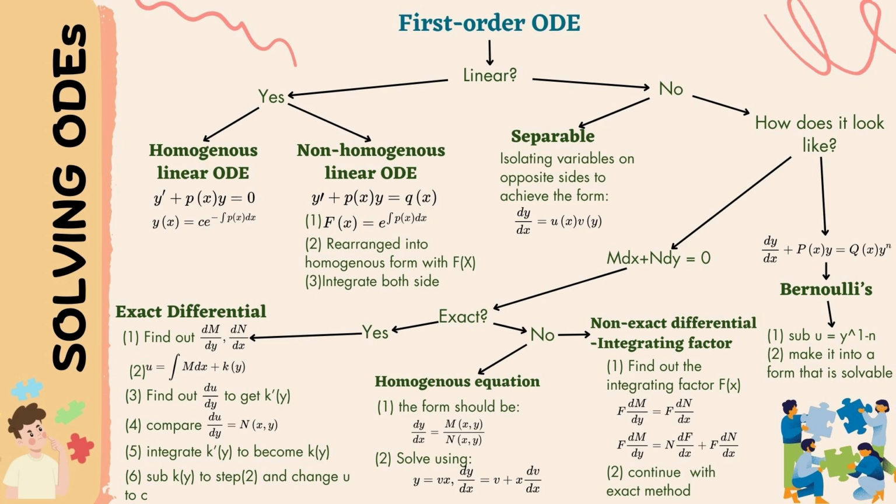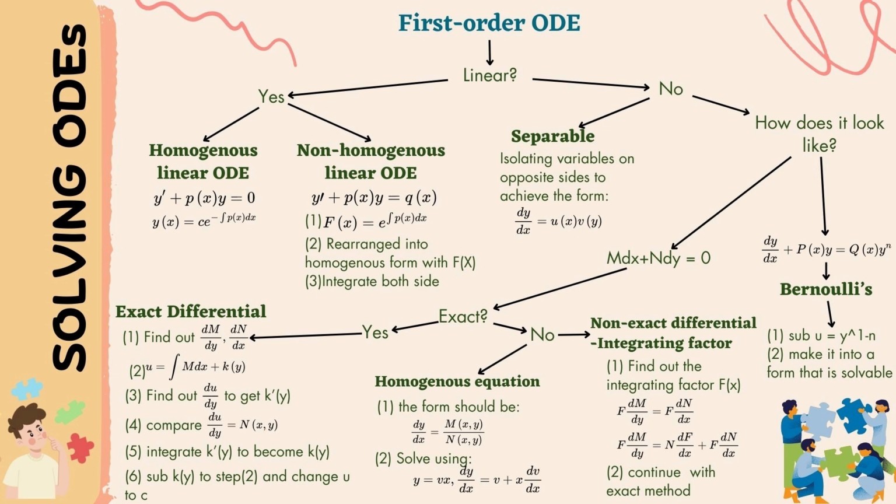If it is separable, we can isolate the variables on opposite sides and integrate each side separately. If it is an exact differential equation, we check if it satisfies the condition for exactness. If it is exact, we can solve it directly. If not, we look for an integrating factor that makes it exact and then solve it.